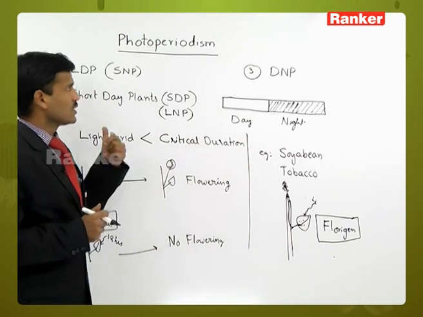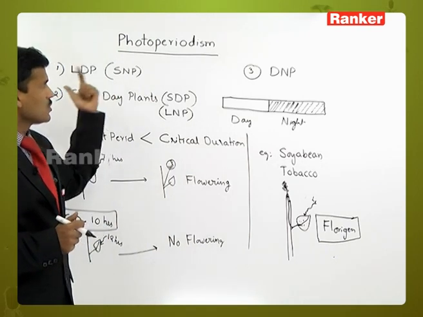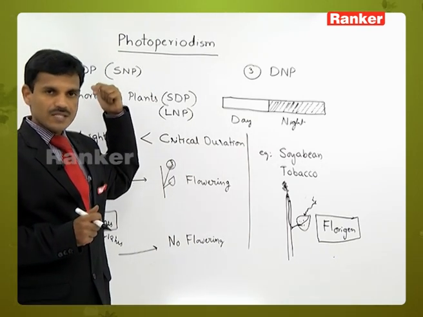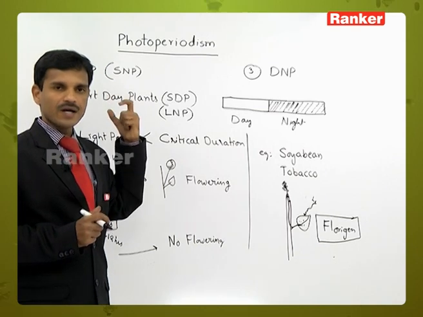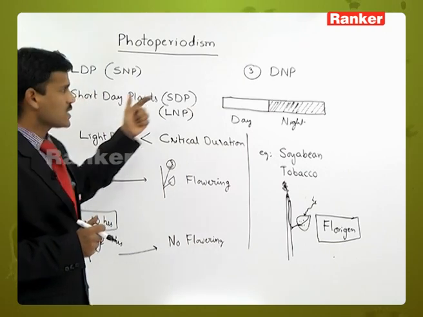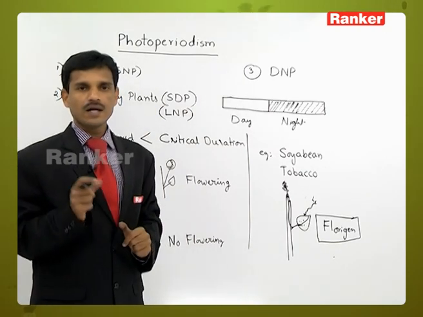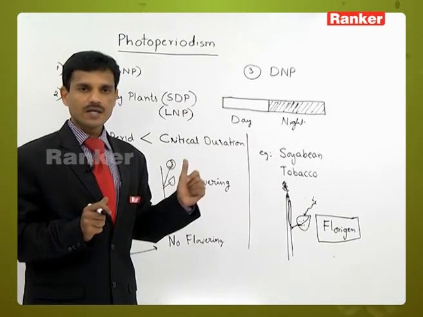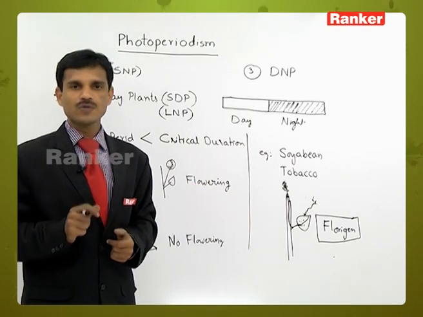So that is about photoperiodism. Based on the required light period, the plants are classified into three types: long day plants, short day plants, and day neutral plants. And the light perceiving parts are leaves only. So it is about photoperiodism.